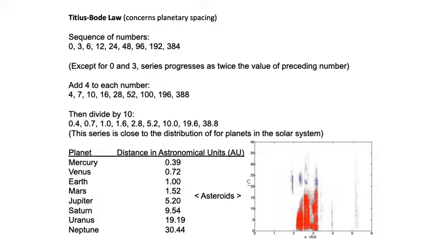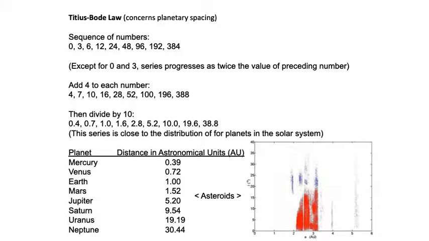Now, if you divide each one by 10, you've got 0.4, 0.7, 1, 1.6, 2.8, 5.2, 10, and so forth down the line there. Now, the 1 in this sequence of numbers represents the astronomical unit that we define. It's the distance from the center of the sun to the Earth's orbit, right? That's defined as 1 by pure convention, so that's 1.